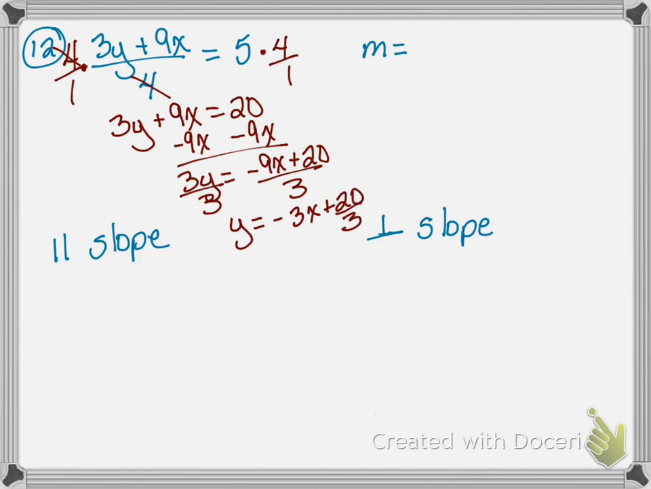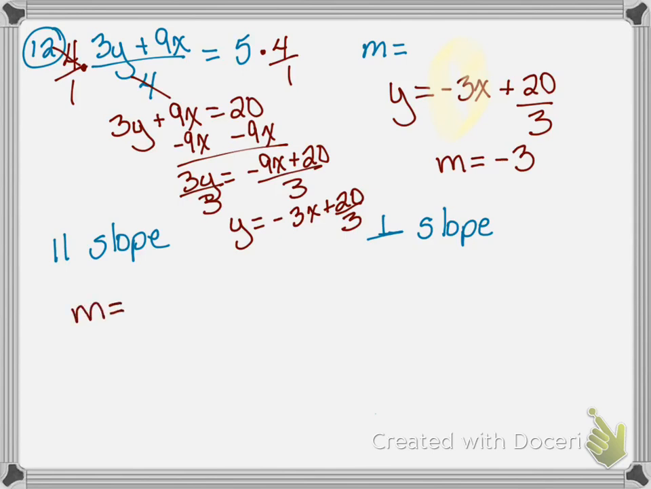Now this is our original line. Our original line is y equals negative 3x plus 20 over 3. The only thing that we care about from our original line is the slope. So we've identified our slope from our original line as negative 3. Now, for all lines that are parallel to this original line, they have to have the same slope. So our slope for all parallel lines is going to be negative 3.